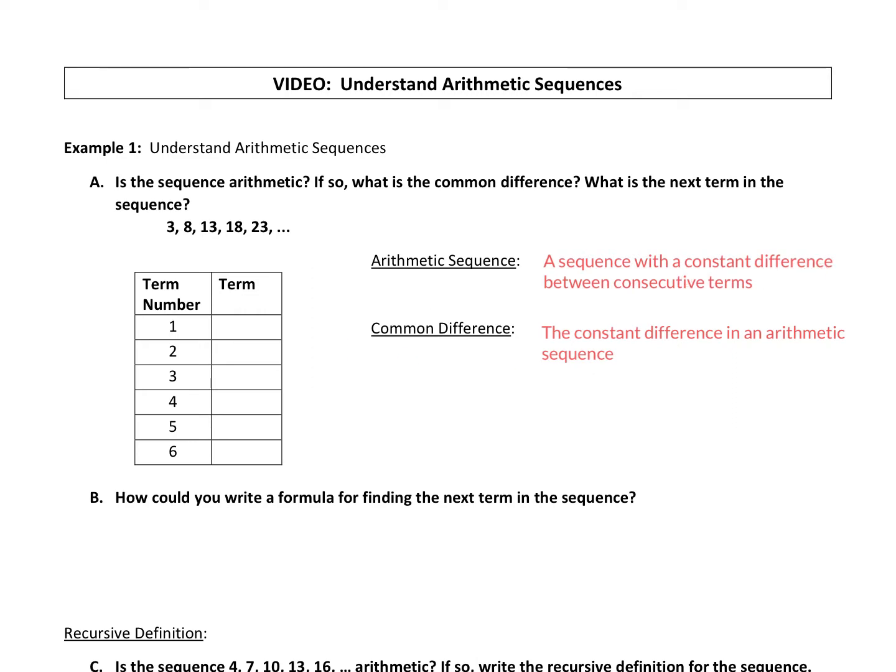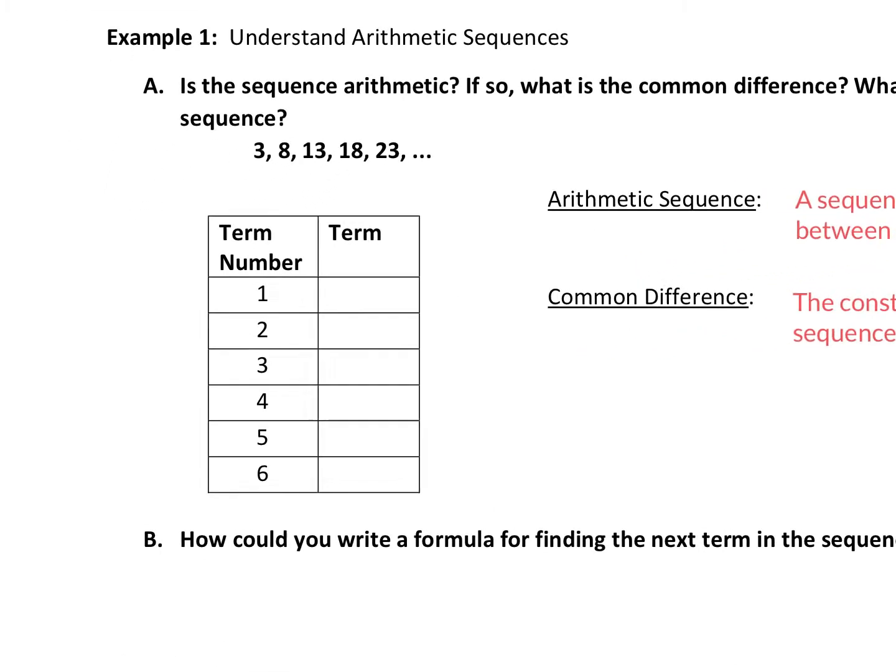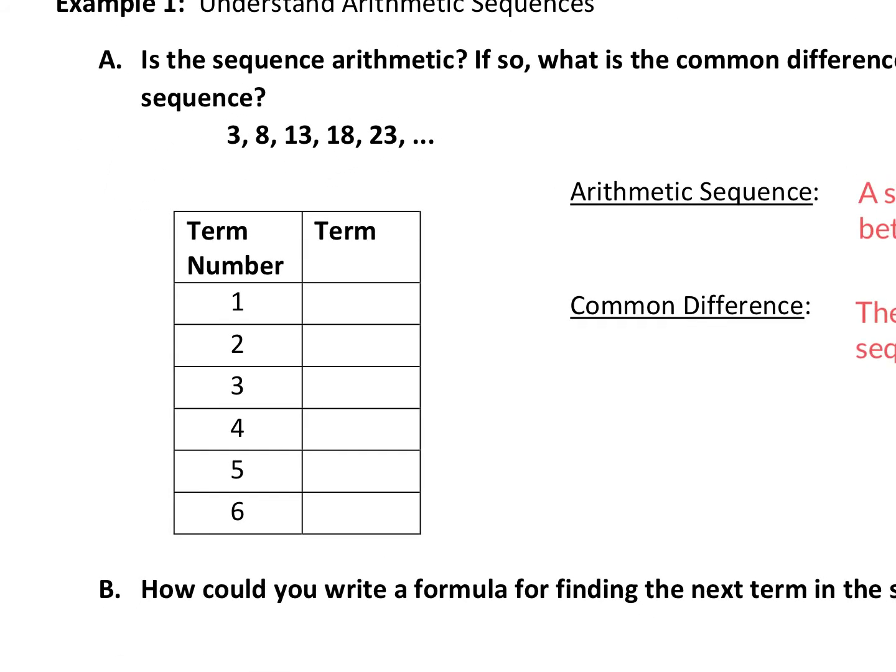So let's see what we think. Is this sequence arithmetic? If so, what's the common difference? What's the next term in the sequence? All right, let's take a closer look and let me explain how this works. So the first term of our sequence is 3. When it says term number 1, 2, 3, 4, 5, the 1 stands for the first term, the 2 is the second term, the 3 is the third term, and so on and so forth. So we can fill in that the first term of our sequence is a 3.